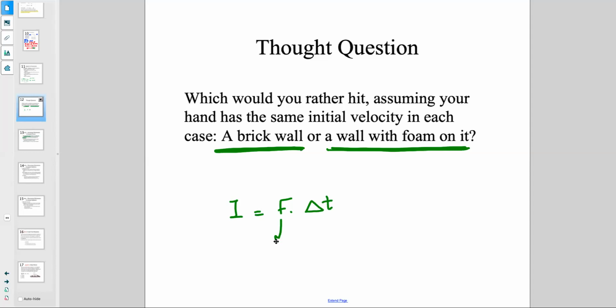Force is the same. This is the constant. All right, now this delta t is different. Delta t, if it's high, then the impulse would be different versus when it's close to 0. Okay, we'll get back to this one more time later.